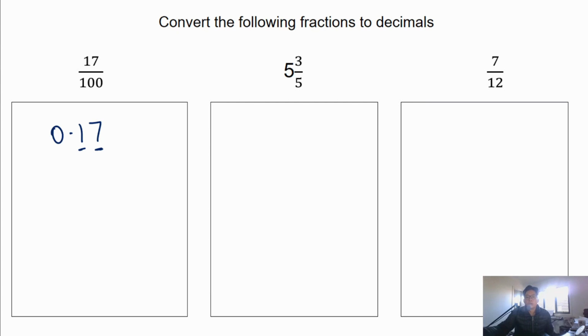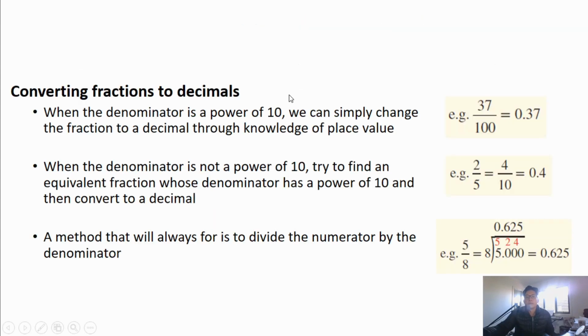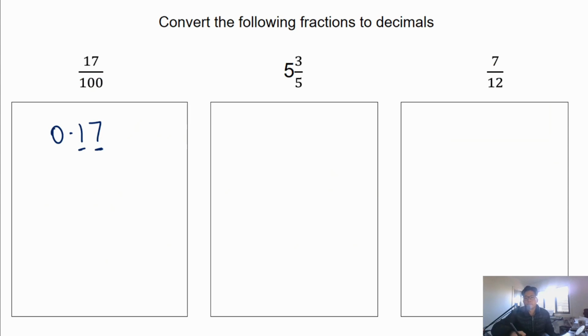Now for our next one, we'll use our second technique here. When the denominator is not a power of 10, we can find an equivalent fraction whose denominator does have a power of 10. So we can simply do that by multiplying both the numerator and the denominator by 2. So our new fraction will be 5 and 6 over 10.